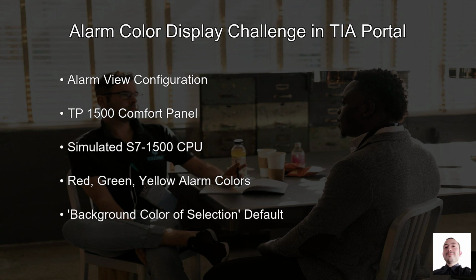Instead, the alarms default to the background color of selection. This issue isn't resolved by copying the alarm view or importing it as a faceplate. The root cause seems elusive, but understanding the configuration and project settings is crucial. Let's dive into uncovering the hidden settings that control alarm color display and ensure your HMI projects are both functional and visually intuitive.